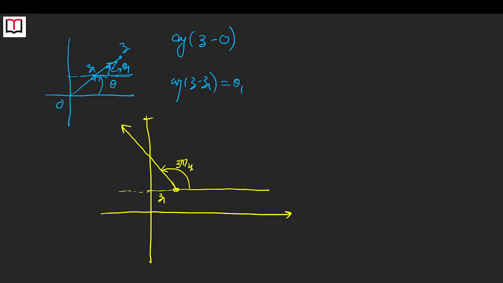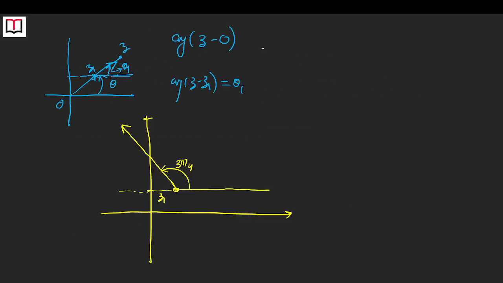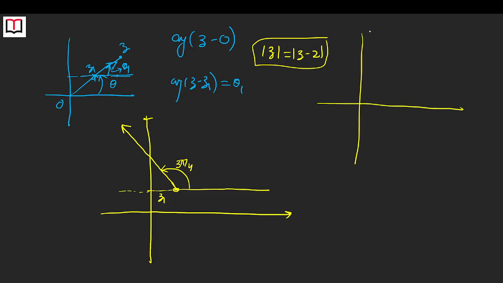So that is when, but there's a condition: when mod of z is less than or equal to mod of z minus 2. So mod z is equal to mod of z minus 2. Now what does that represent? See, again, geometrically, if we go for geometry here, mod of z is nothing but distance of z from origin, mod of z minus 2 is nothing but distance of z from 2, and if they are equal, we will get the equation of the perpendicular bisector of the line segment joining 2 and origin 0 here.